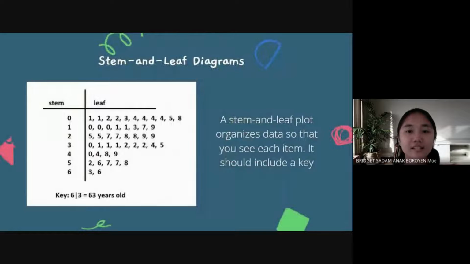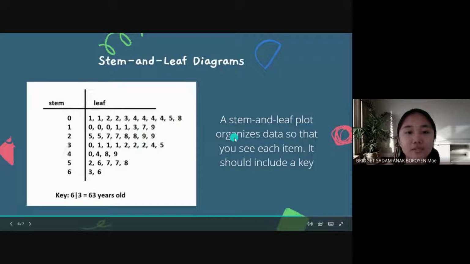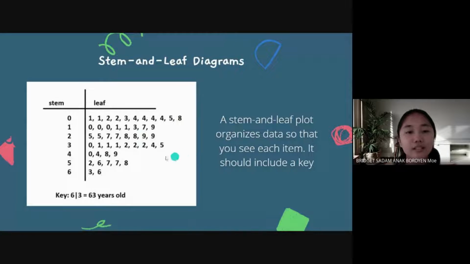Lastly is the stem and leaf diagram. You can see here how we plot the stem and leaf diagram. The stem is plotted on the left side, while the leaf is plotted on the right side. A stem and leaf plot organizes data so that we can see each item.